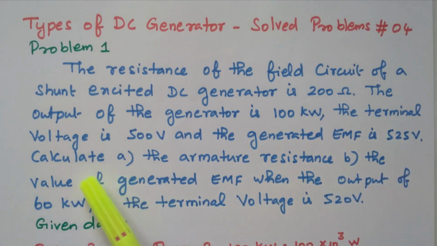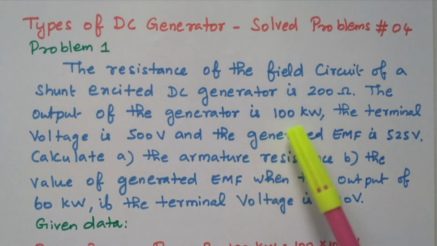Based on the data, we need to calculate the armature resistance, and the value of generated EMF when the output is 60 kilowatt and the terminal voltage is 520 volts. The first question is the armature resistance. The second question is to find the generated EMF for 60 kilowatt. Already the power is given as 100 kilowatt; now it is changed to 60 kilowatt and the terminal voltage will be 520. For that we need to find the generated EMF.